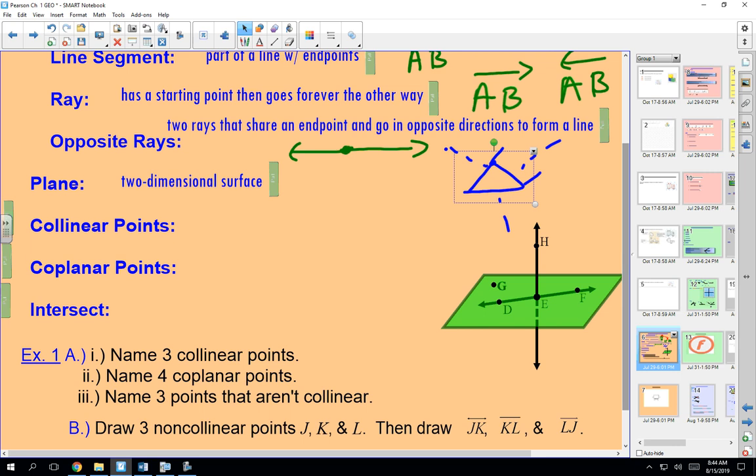Okay. We can also talk about collinear points versus non-collinear points. What do you think collinear means? You know what the prefix co means? Yeah. Same line. So co means with or together. And so collinear means points on the same line, segment, or ray. Points on the same line, segment, ray. Coplanar would mean points on the same plane.